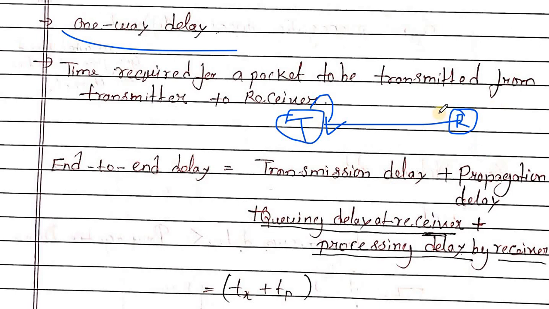Then after the packet reaches the receiver end, the receiver may be busy with another process, so the packets wait in a buffer for their chance. This is the queuing delay at the receiver side. When the packet gets its chance, the receiver processes it, which is called the processing delay.